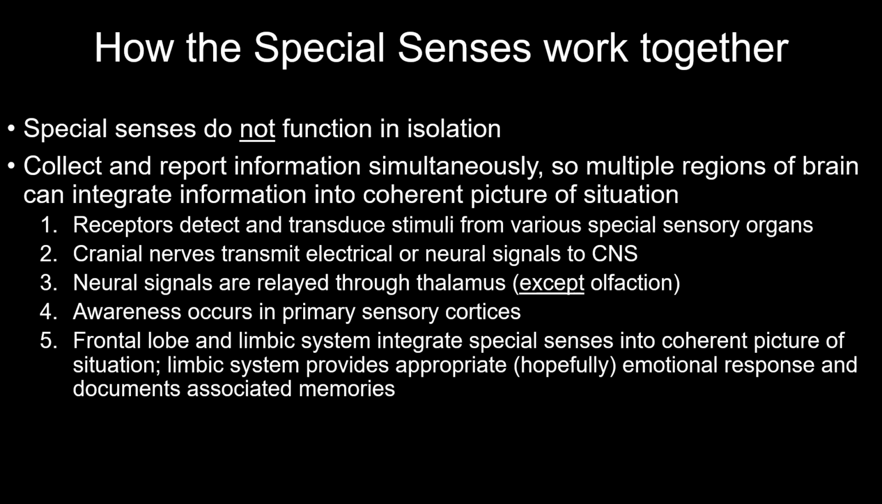All right, so throughout this chapter, you guys have pretty much learned how each of these special senses is going to detect a stimulus, transduce it into an electrical signal, and then send that to the brain for interpretation. But special senses don't function in isolation. You're not only smelling something at one time. You're not only seeing something at one time. All of these senses work together to collect and report information simultaneously so that a complete picture can be created by all of the areas of the brain.